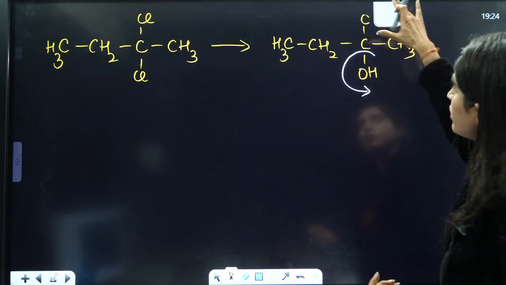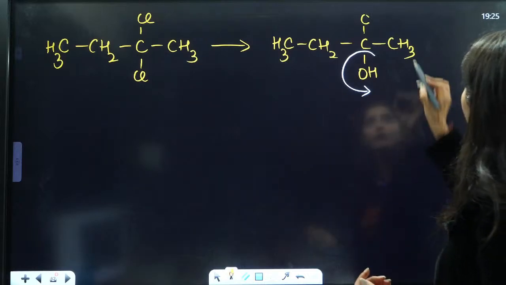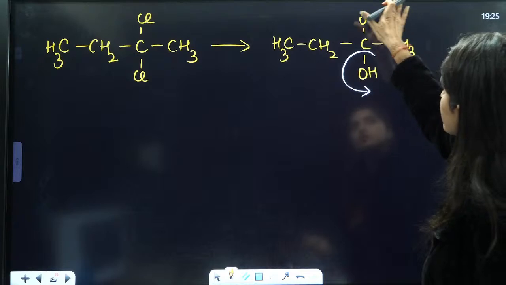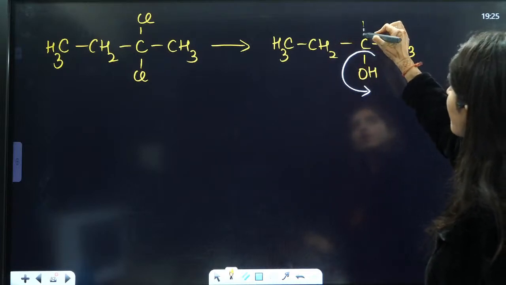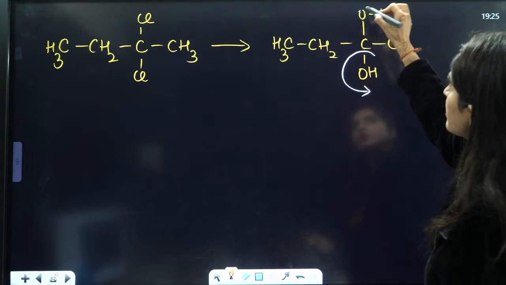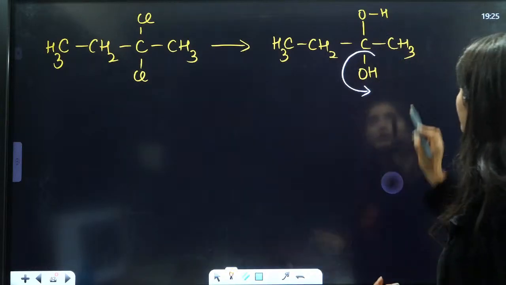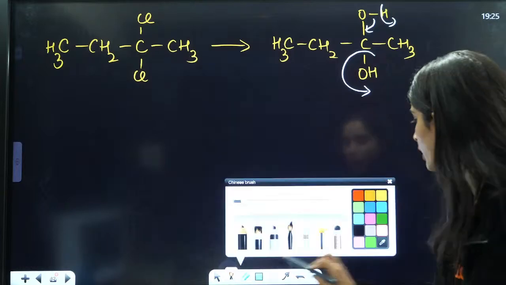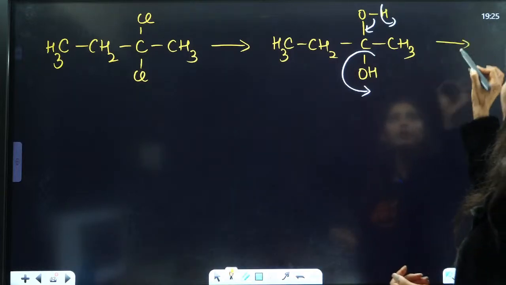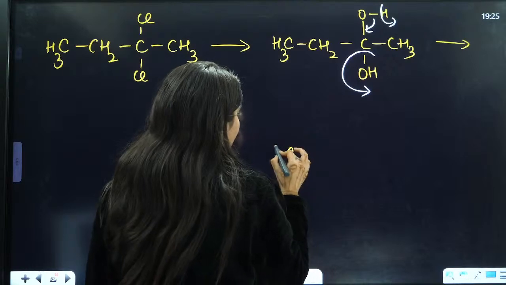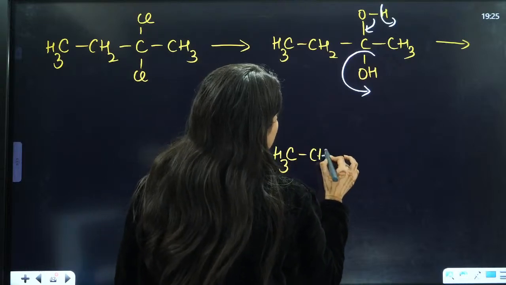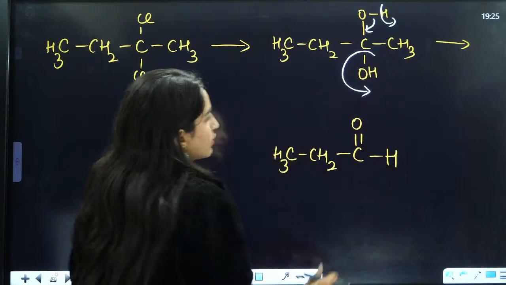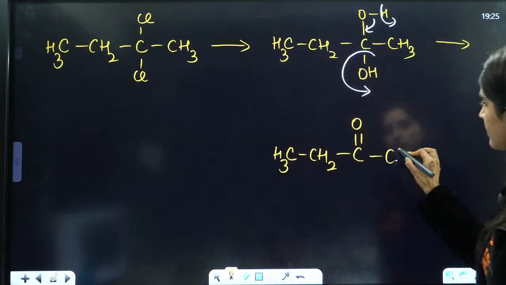So here you will have oxygen and this is hydrogen, right? Here H positive will leave and this bond is shifted here. And hence what you will have is CH3, CH2, C double bond O, and this is CH3.